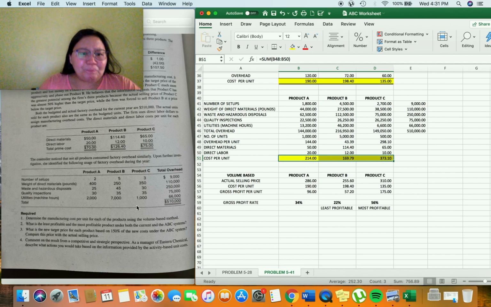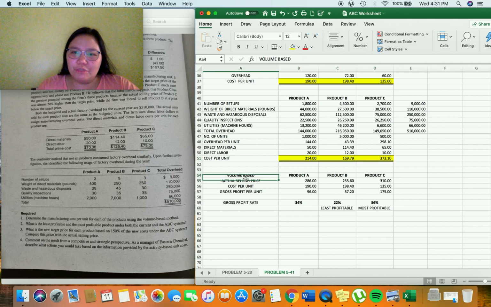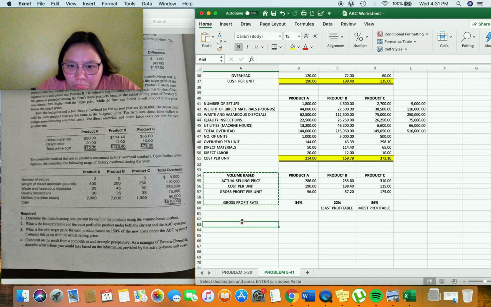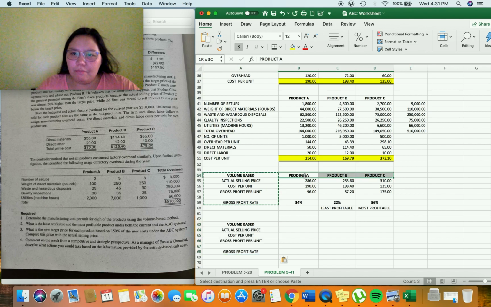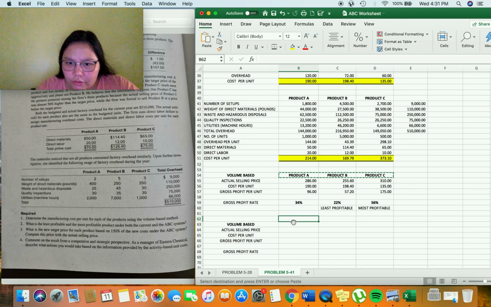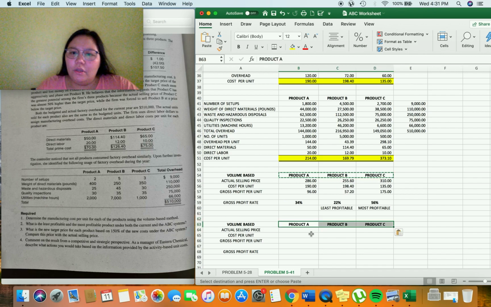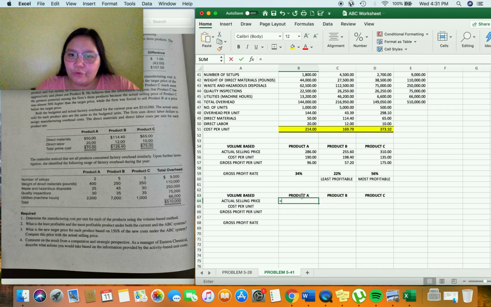Okay? Now, for the ABC system naman, of course, mag-iiba ng onte yung computation natin, di ba? So, I just have to copy this first so that it will be easier. Okay? And then, product A, B, and C here. Okay. Now, the actual selling price, of course, will be the same. Well, we have 286, 255.6, and 310. But the cost per unit, we are going to use this na.